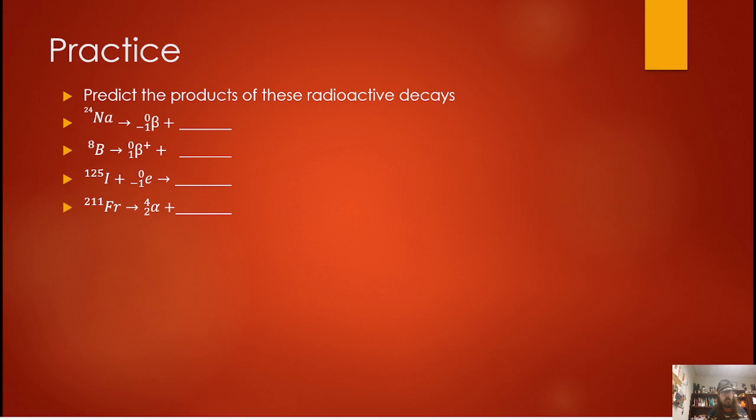Now some quick practice. So how do we go about doing this? Remember, everything must be balanced. So with that in mind, all of the charges, all of the masses on both sides must always work out. So I'm writing these down real quick. Francium-211, alpha.